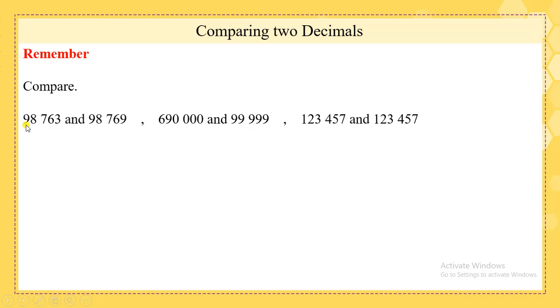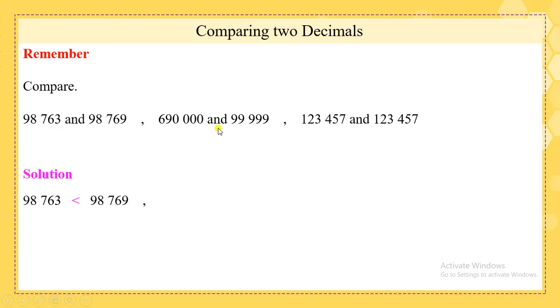If we compare the digits, here we have 9, also here we have 9, then we move to compare 8 with 8, they are the same. We move to compare 7 with 7, they are also the same. Now compare 6 with 6, they are the same. Compare 3 with 9, 3 is less than 9, then we could say that 98,763 is less than 98,769.